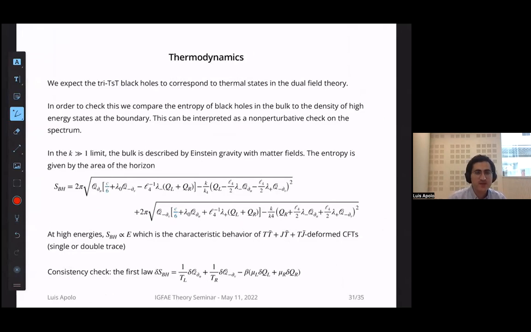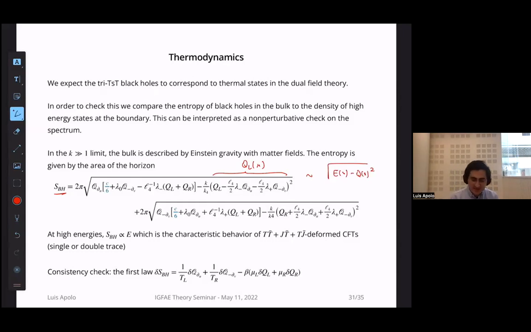the entropy. In the supergravity approximation, we just have gravity plus matter fields, so we know how to compute the entropy. It's given by the area of the horizon, and we obtain the following formula. What's interesting to note here is that this combination turns out to be the deformed U(1) charge, so this expression is roughly similar to what you expect from Cardy's formula, which in the undeformed theory can be written in this way.